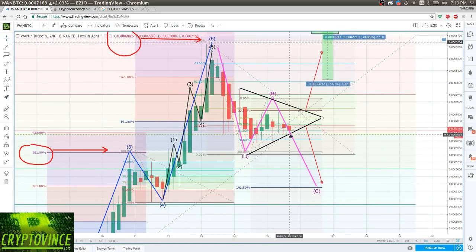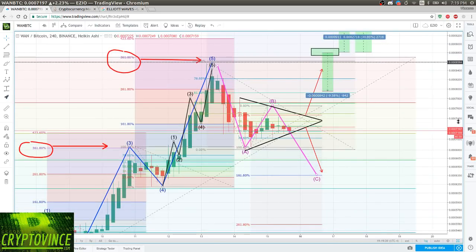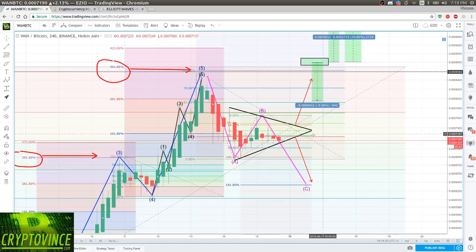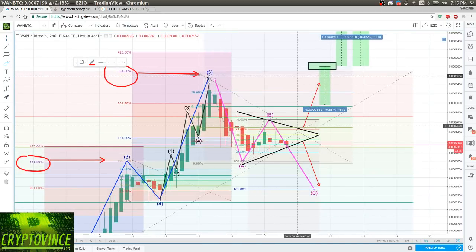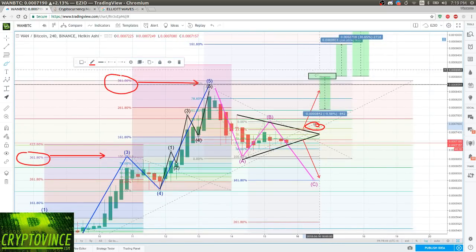Now, as you can see, we might break down at this level and go down here, and in that case we might see a pump coming from there. But that's why it's not as safe for me to buy at this level. It would be a good risk to buy right here, at this level, if it breaks this pattern. But the safest zone for me to enter is when it breaks the all-time high, because there is no more resistance, and in that case we might go really up.